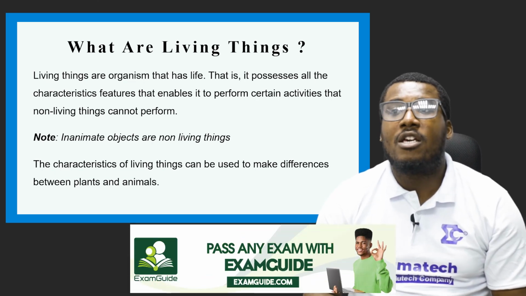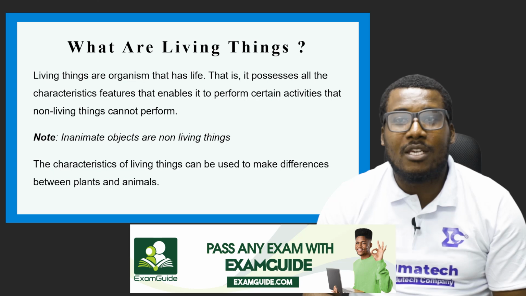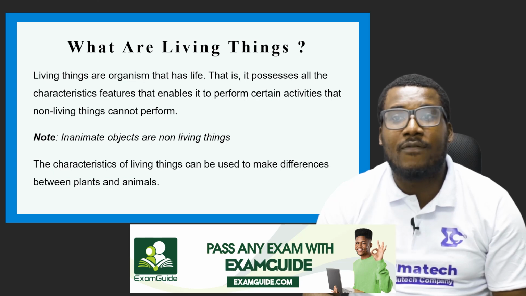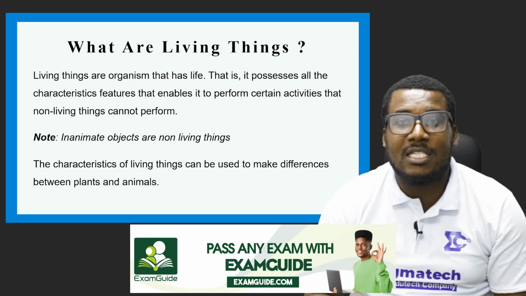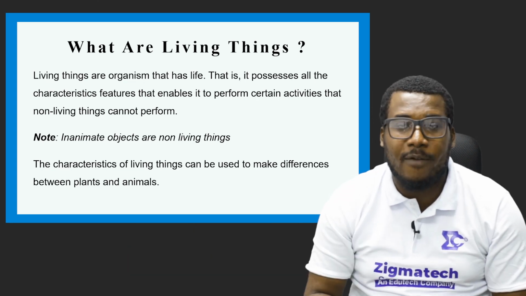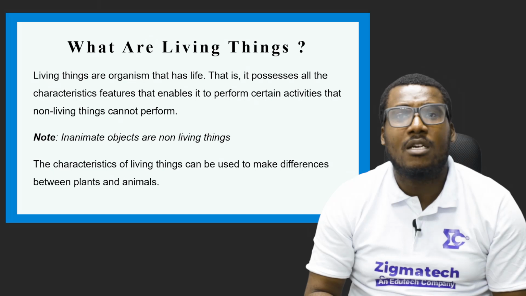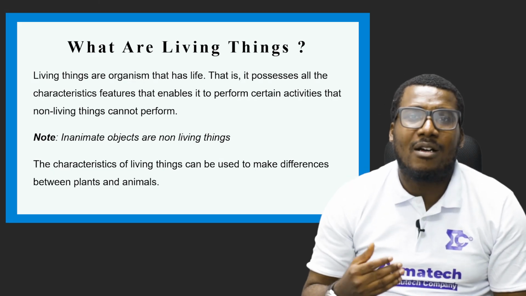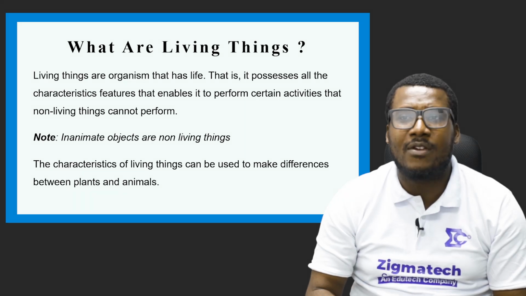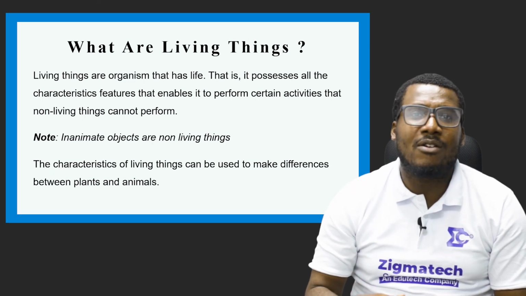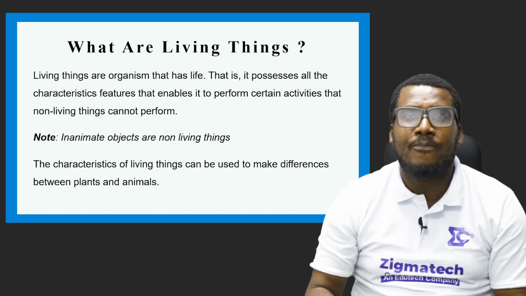That is, they possess all the characteristics and features that enable them to perform certain activities that non-living things cannot perform. So basically, living things are beings or things that have life, organisms that have life, that can perform tasks, that can do things, that can move around.